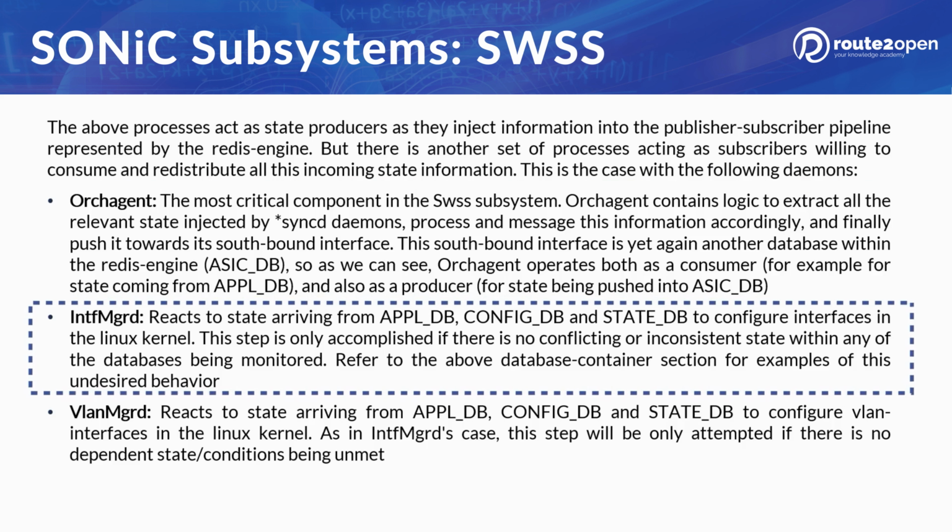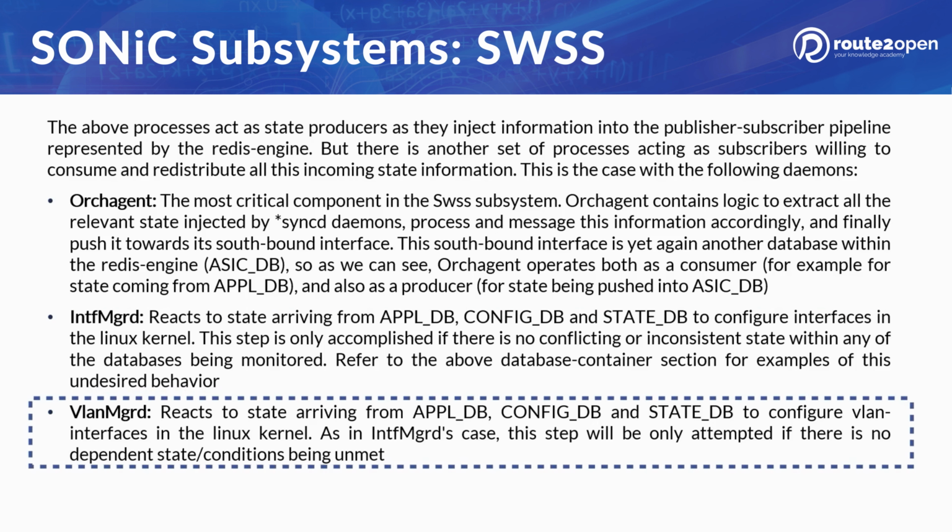Intfmgrd reacts to state arriving from AppDB, ConfigDB, and StateDB to configure interfaces in the Linux kernel. This step is only accomplished if there is no conflicting or inconsistent state within any of the databases being monitored. Refer to the above database container section for examples of this undesired behavior. VLAN manager reacts to state arriving from AppDB, ConfigDB, and StateDB to configure VLAN interfaces in the Linux kernel. As in intfmgrd's case, this step will only be attempted if there are no dependent state conditions being unmet.